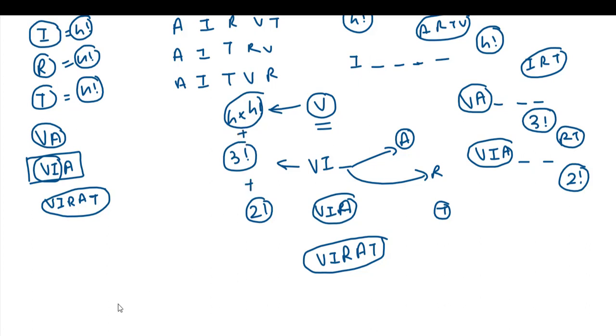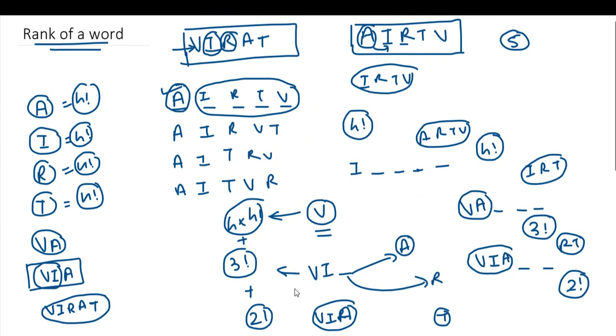We will add them up, which will come out to be 4 into 4 factorial, which is 24, plus 3 factorial, which is 6, plus 2 factorial, which is 2. 4 into 24 is 96, 96 plus 6 plus 2. This will be 104. So there are in total 104 words before this word VIRAT. So what will be the rank of this word Virat? It will be 105. So in this way you can find the rank of any word. For that you will have to first arrange the letters in the alphabetic sequence, and then by taking the letters in alphabetic order step by step you will have to arrive at the word that you want.